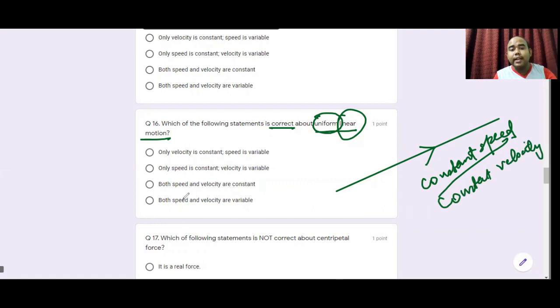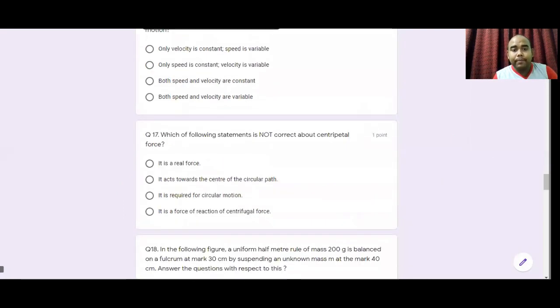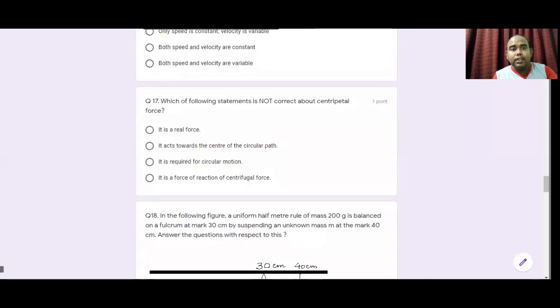So which option is correct? Both the speed and velocity are constant. Both are constant in uniform linear motion. The question we did just before this was uniform circular motion, and in that case only speed is constant, velocity is not constant. But in uniform linear motion, both speed and velocity are constant. Very important concept. Moving to the next question, question 17.